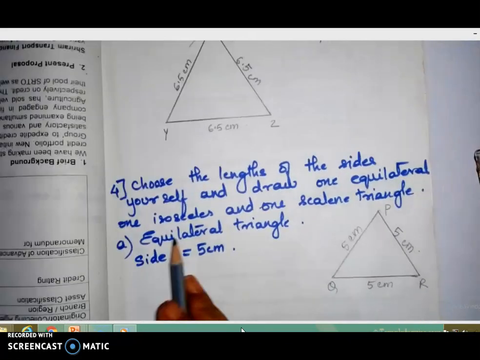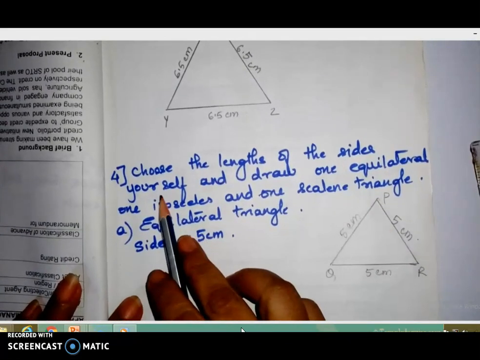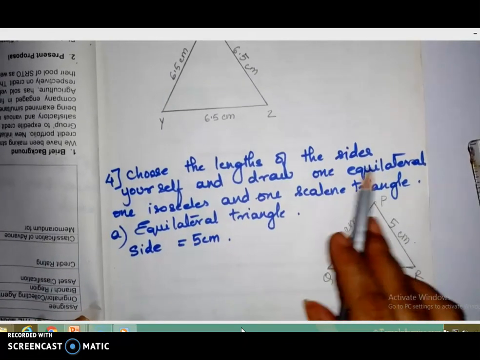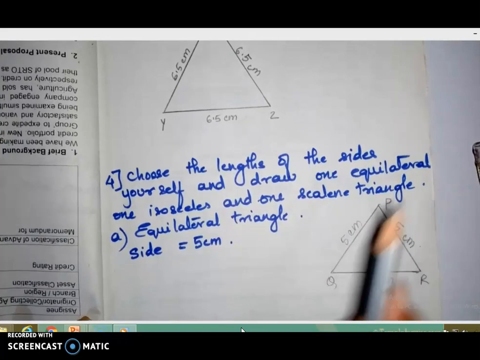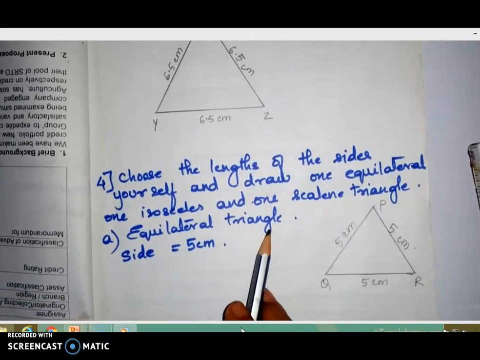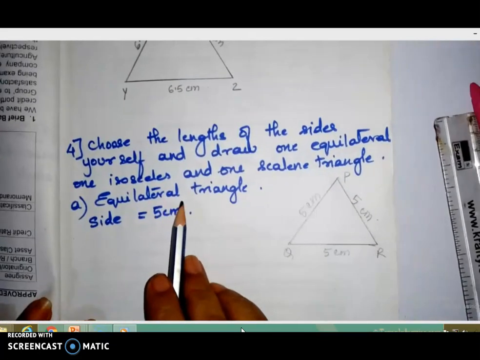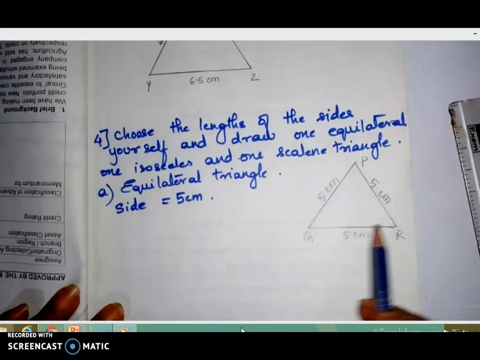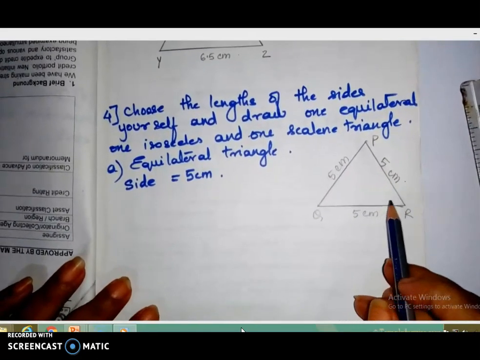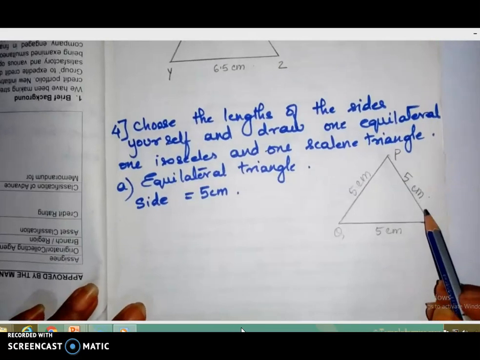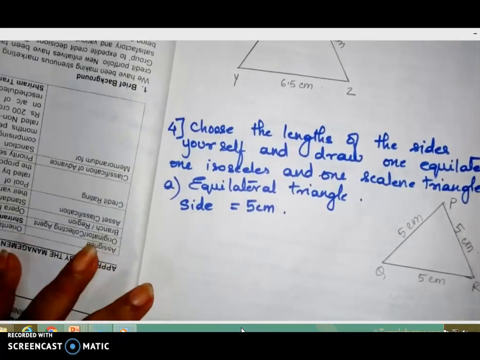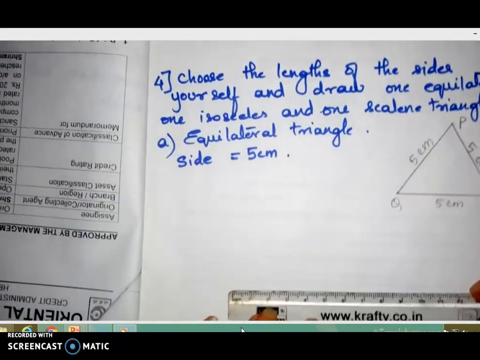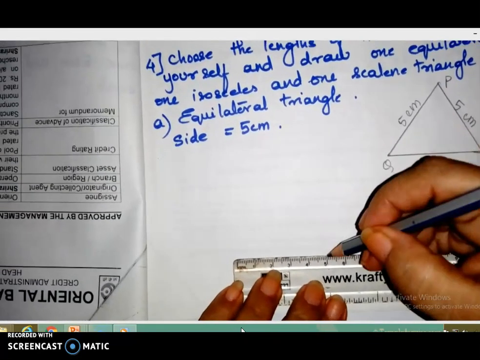Question number 4. Choose the lengths of the sides yourself and draw one equilateral, one isosceles and one scalene triangle. So the first one that we are going to draw is an equilateral triangle. I have chosen the side as 5 centimeter. You may choose any length of the side, but all the three sides should be equal. So we'll proceed to draw the equilateral triangle.